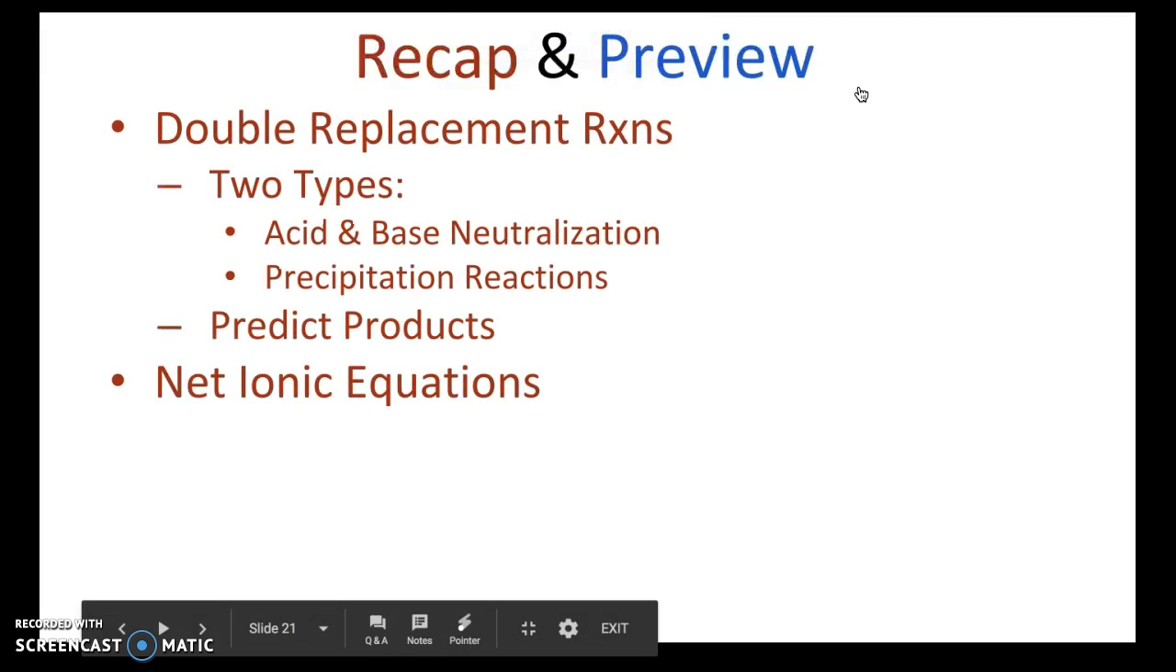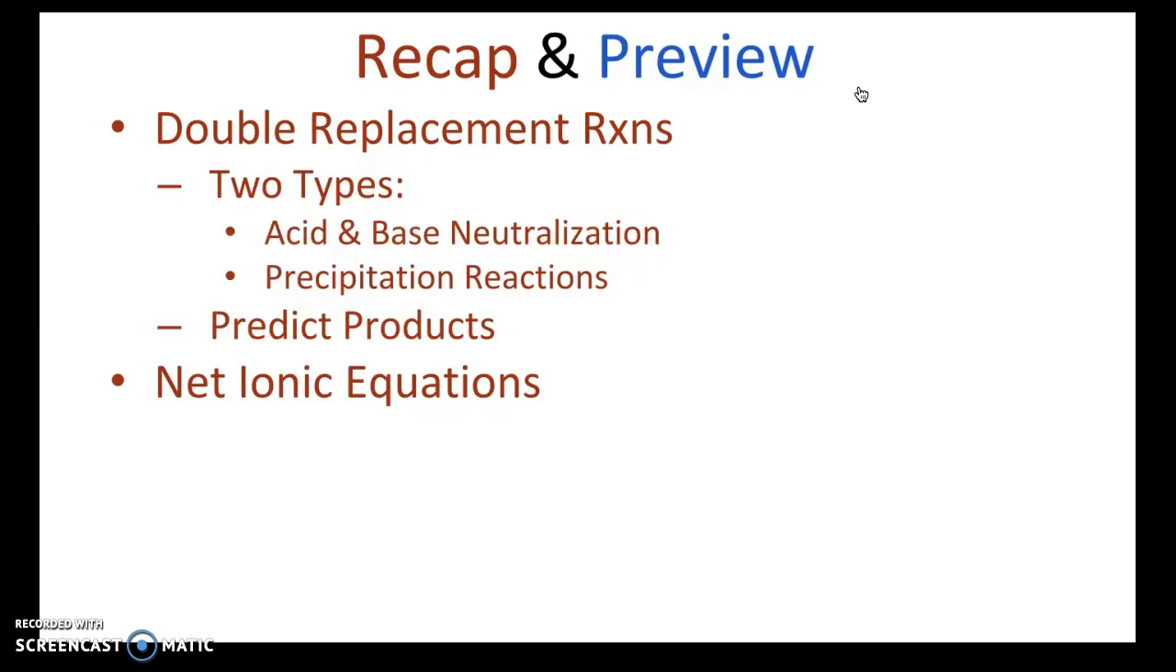1 through 3. In parts 1 and 2, you learned about double replacement reactions. There are two types. Acid-base neutralization is where you take an acid and a base, mix them together, and make a salt plus water. There are also precipitate reactions, where you take two solutions of two salts and mix them together. They produce two new salts, and at least one of those salts must be an insoluble solid, the precipitate. You also learned how to predict the products of these two types of double replacement reactions.